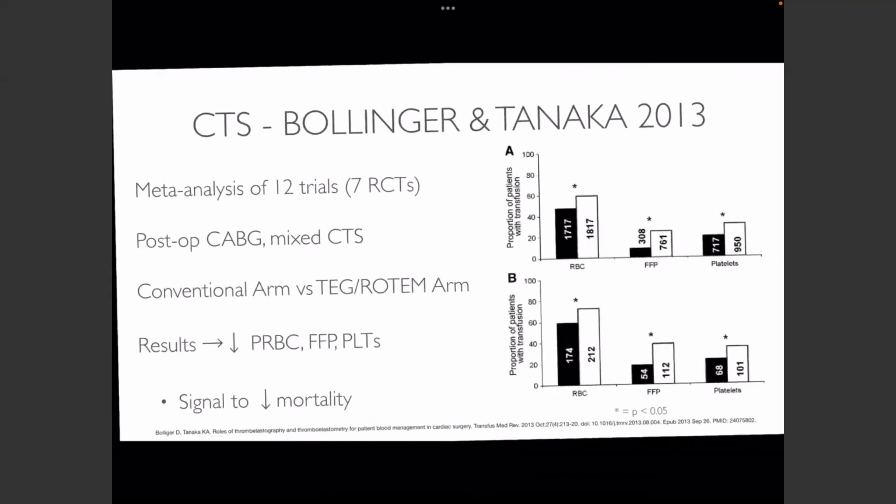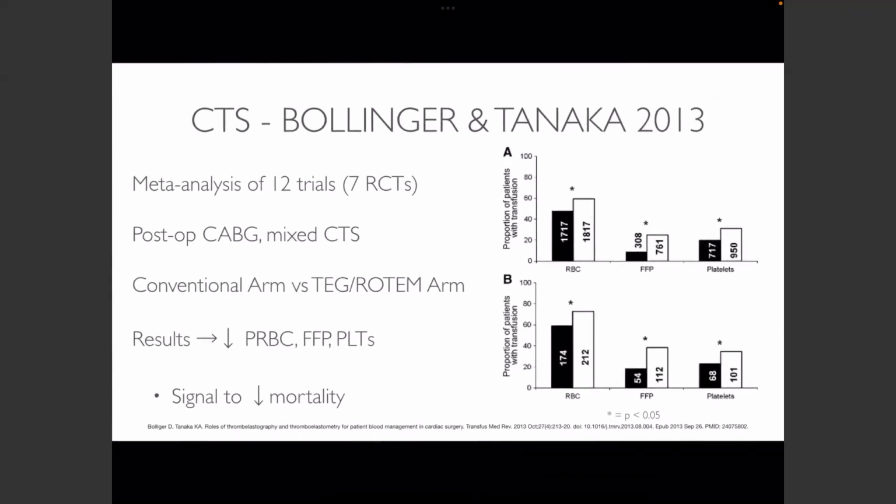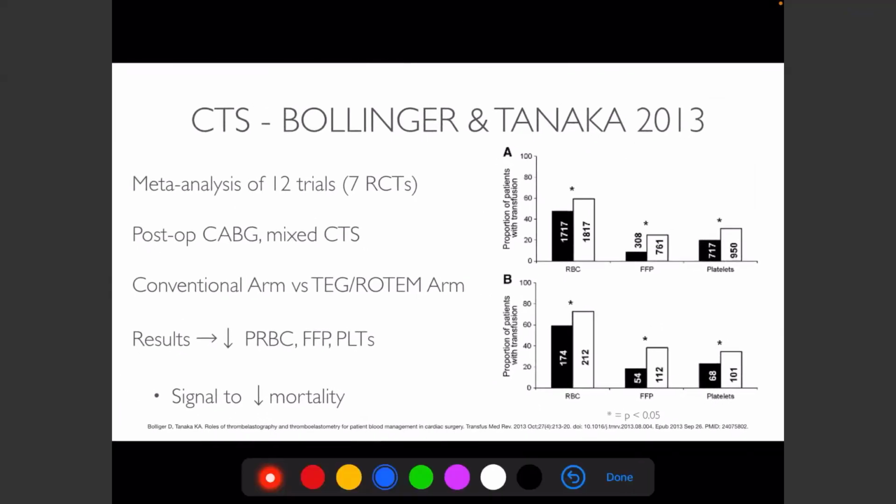So there was another study, Bollinger and Tanaka. They did a meta-analysis of 12 trials, 7 of them RCTs. It was all post-op CABGs, but they also had some valves in some of the trials. It was in Transfusion Medicine. Their results were the same comparison, conventional or ROTEM/TEG. They had less PRBCs, less FFP, less platelets, and they had a signal toward reduced mortality among all those 12 trials, but it wasn't statistically significant.